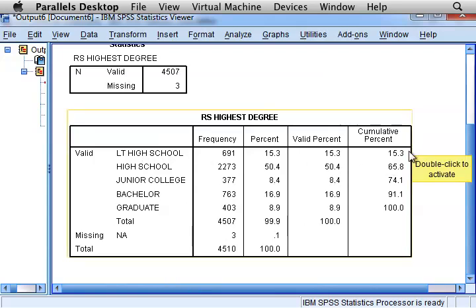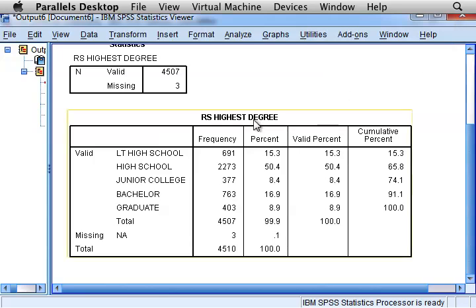Now in this case, the cumulative percentage does make some sense if you move down the list in terms of number of years of schooling completed. You can now see the cumulative percentage. The people that have completed a bachelor's degree or lower or less school is 91.1%. The number of people that have completed high school or less is 65.8%.